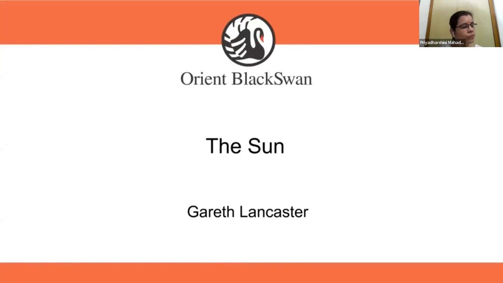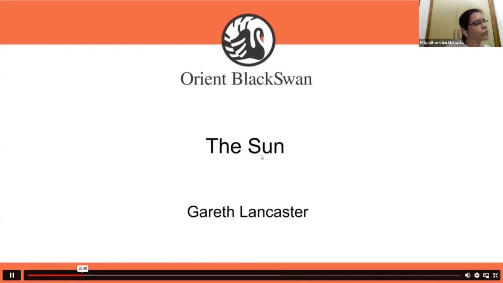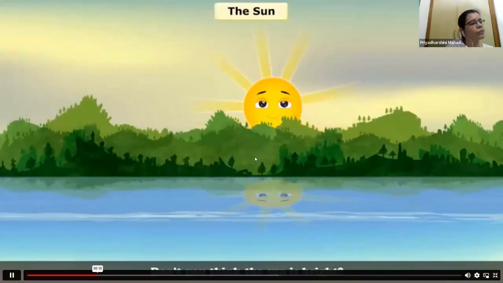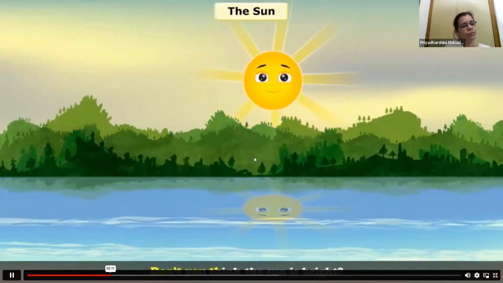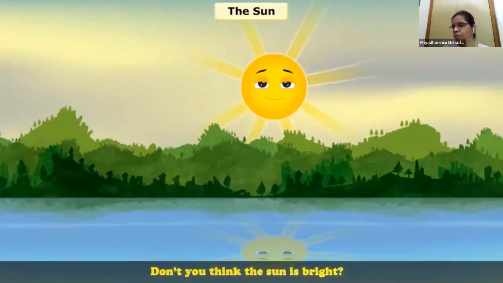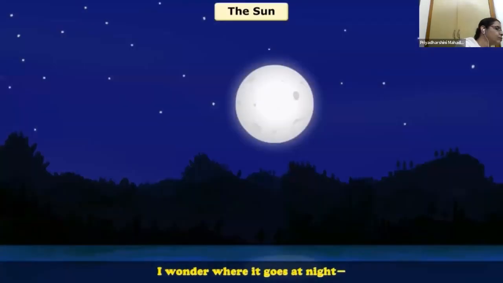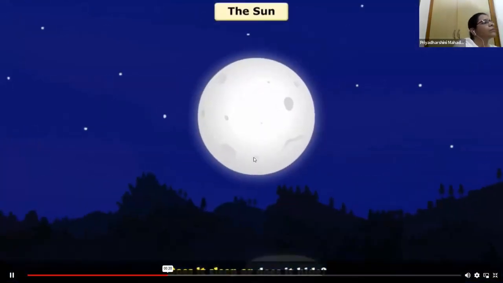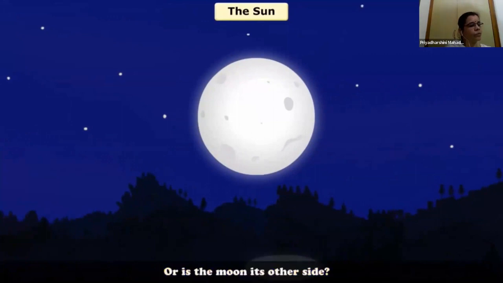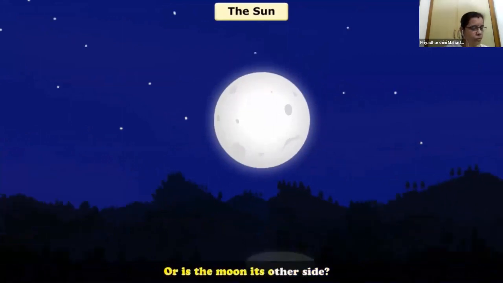The Sun by Gareth Lancaster. Don't you think the sun is bright? I wonder where it goes at night. Does it sleep or does it hide? Or is the moon its other side?